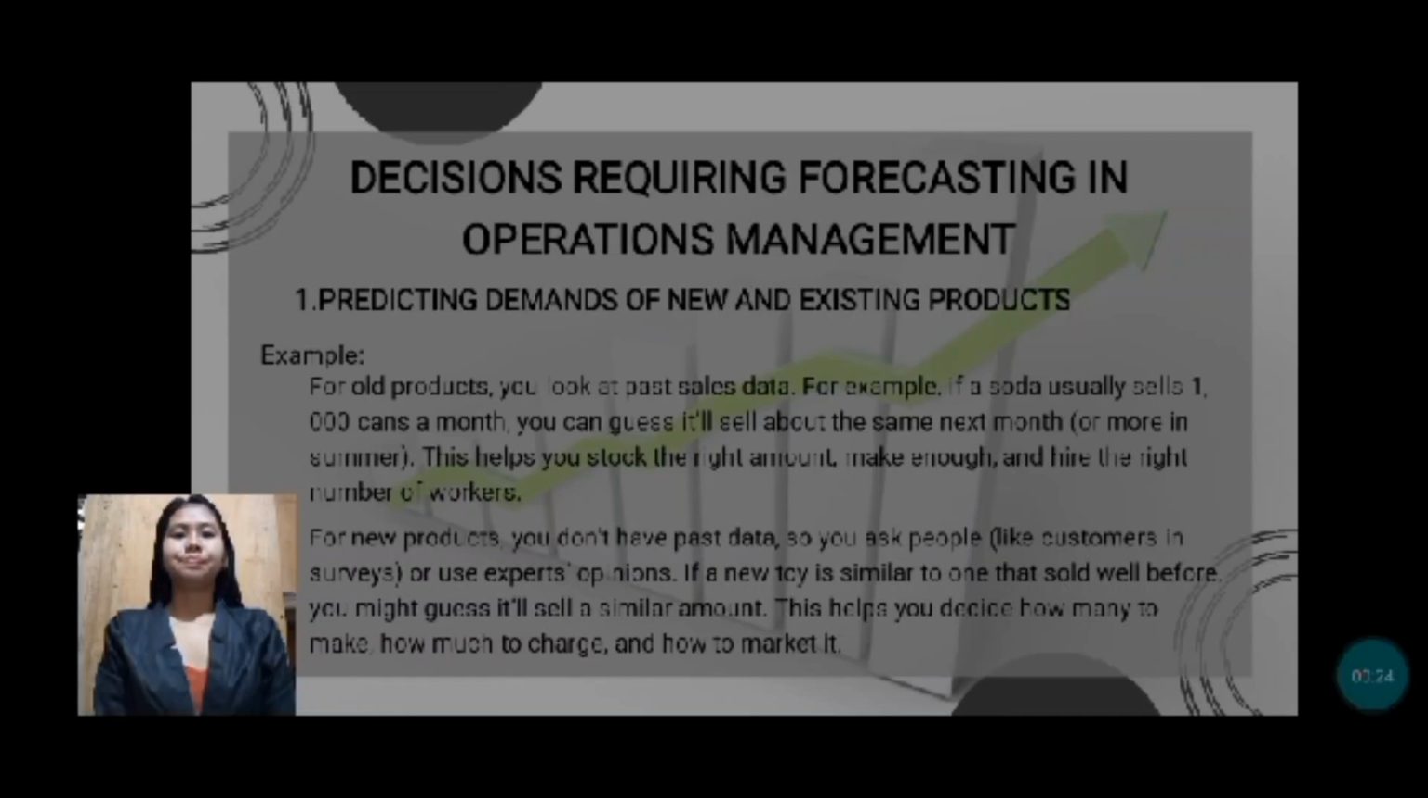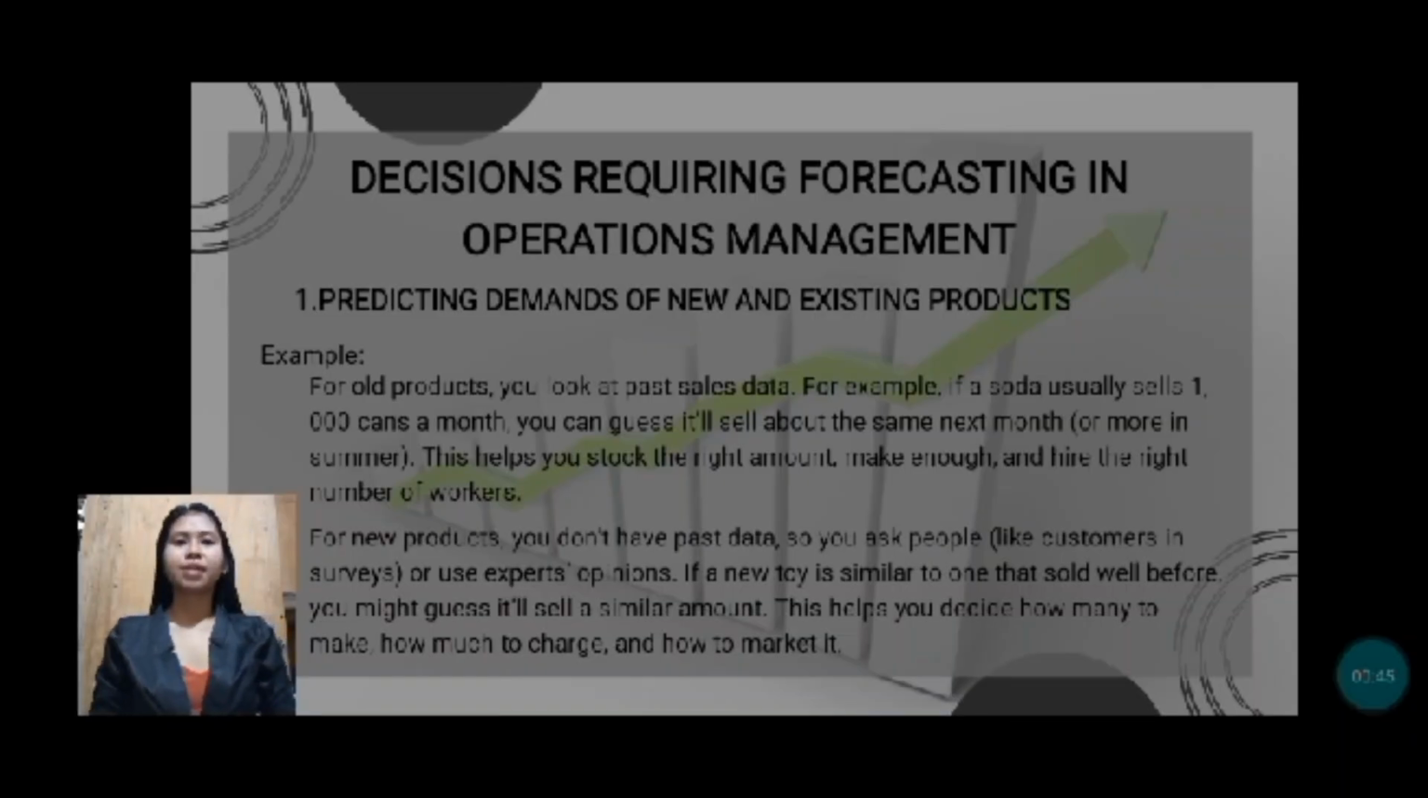So for example, for old products, you look at past sales data. If Asuda usually sells 1,000 cans a month, you can guess it sells about the same next month or more in summer. So this helps you stock the right amount, make enough, and hire the right number of workers.